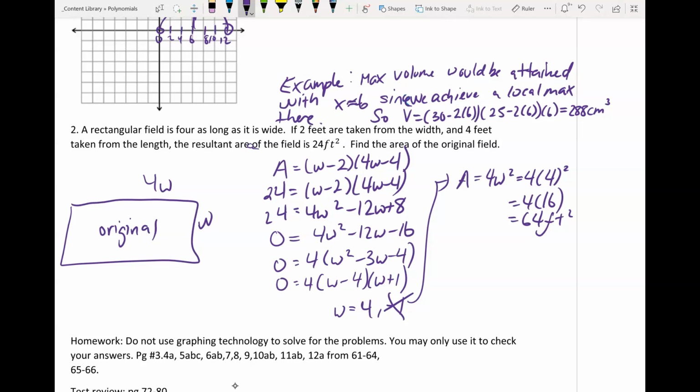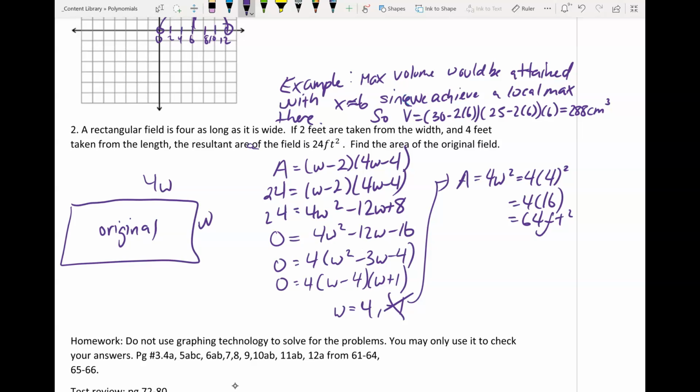Again, you want to multiply out and then rearrange your polynomial so everything is on one side, and then you're solving for w, which is your width. When you do that, you're going to get 4 and negative 1. Again, we probably want to discard the negative 1 because if we plug it back into our w minus 2 or our 4w minus 4, we will get a negative length or width. And we don't want that. So I discarded that, and we're only going to use w equals 4.